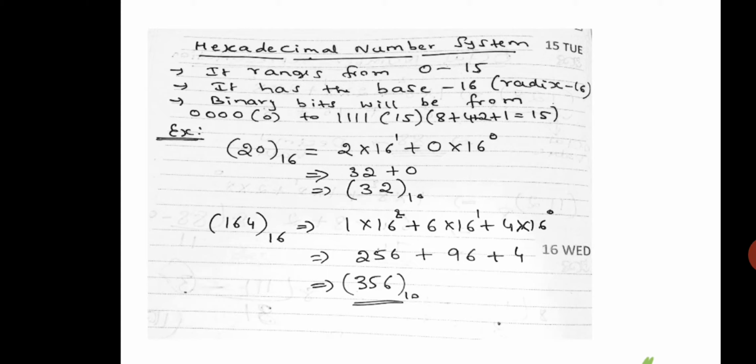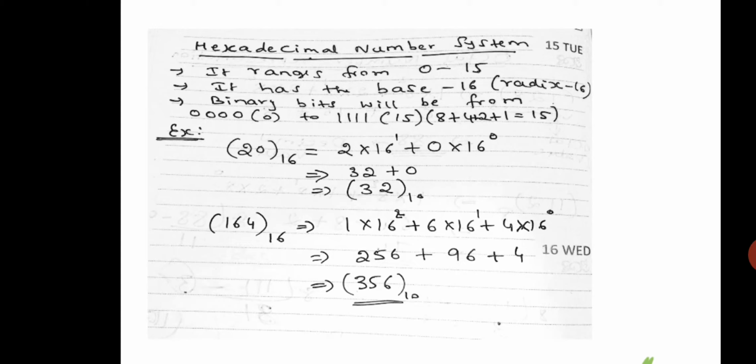Now, as you have already solved some examples of your binary system, definitely you will know why you need 4 bits or 4 positions. If you are not using 4 positions, you cannot represent more than 8. Up to 7 you can represent using 3 bits, but if you want to represent number 9 or number 10, definitely you need 4 bits in a binary system. That is the reason why binary bits will be from 0000 to 1111 for hexadecimal numbers.